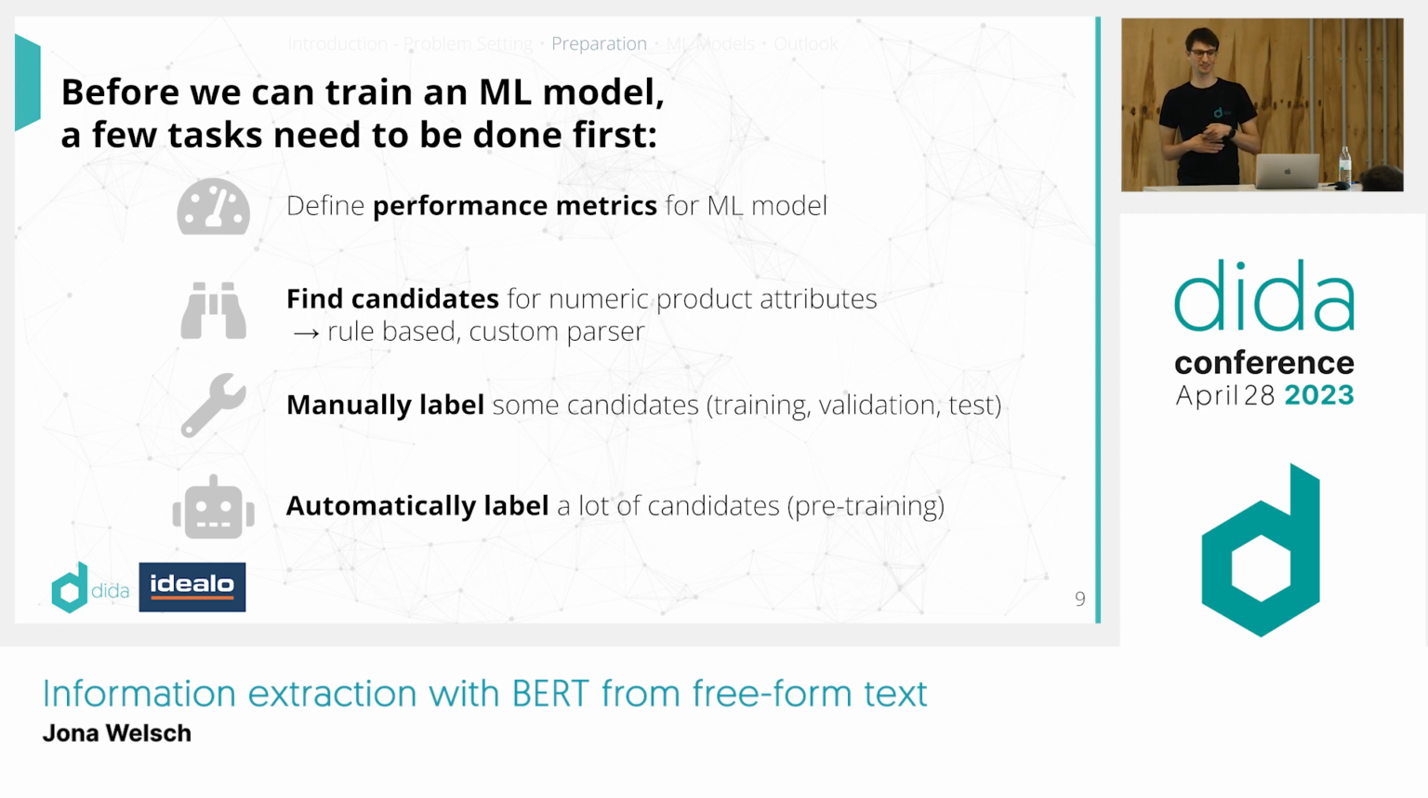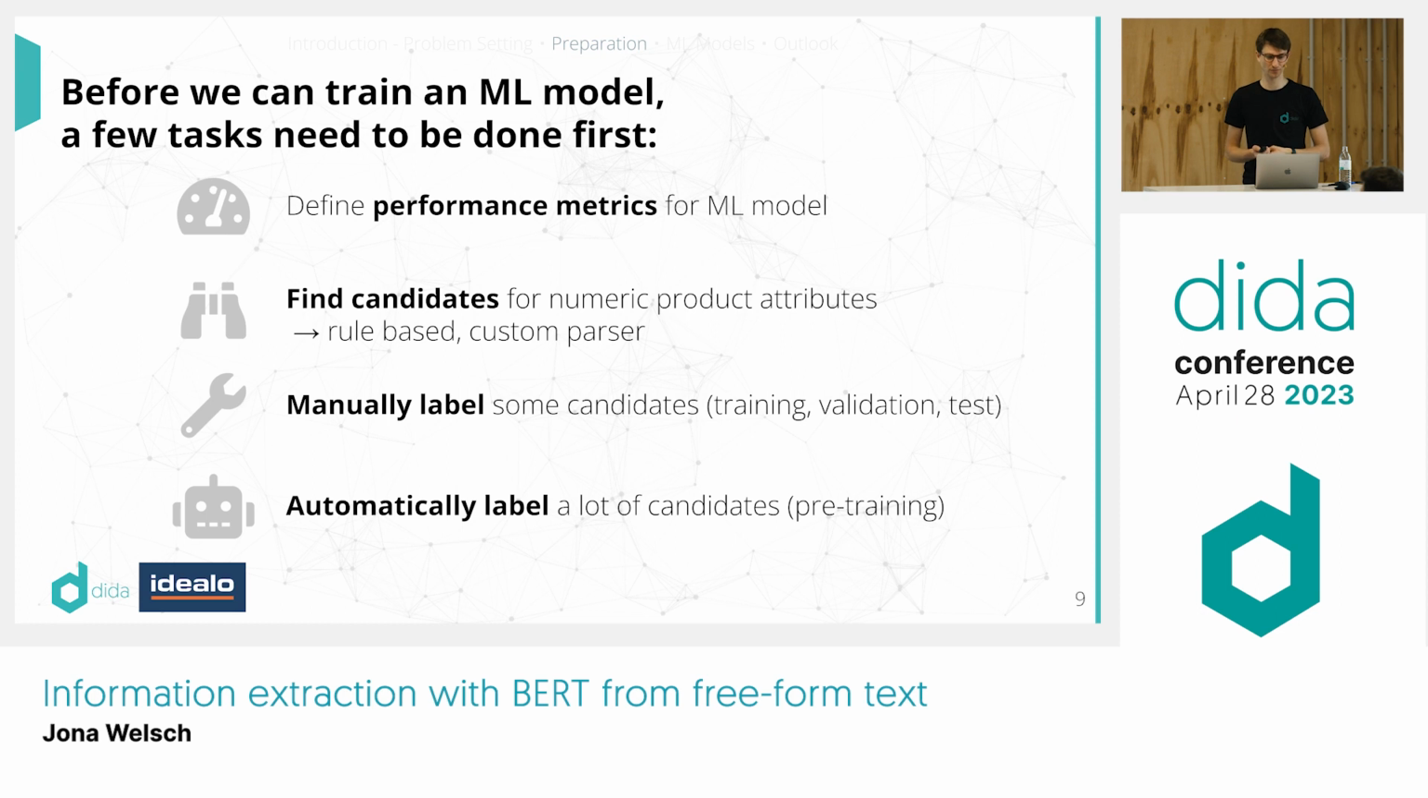Then the next one is very specific to the problem we have here. I need to find candidates for numeric product attributes. This is a nice thing about this problem, because I know I'm only looking for numbers. I can restrict the potential text sections I want to give out as a result to only the numbers, so I don't need to output any free-form other text. And we can do this in a rule-based manner, implemented by a custom parser. So we find all different number formats, may they be combined, different values for dimensions, different comma notations, and everything.